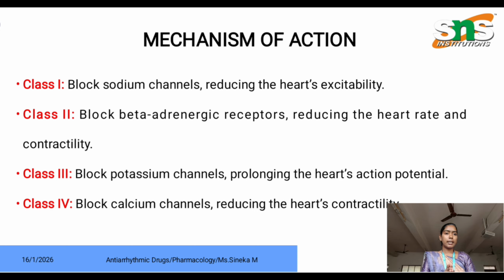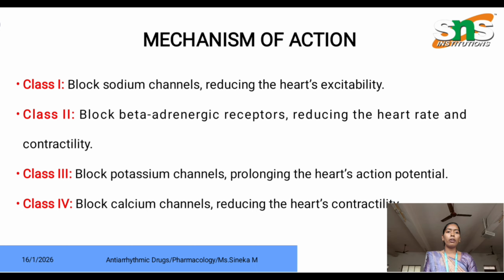Beta adrenergic receptors regulate the heart rate and also heart contraction. Usually they increase the heart rate and heart contraction. By blocking the beta adrenergic receptors, we reduce the heart rate and contractility. Next is class 3, which blocks potassium channels, prolonging the heart action potential, because potassium ions help the heart action potential generation. By blocking these potassium channels, we prolong the heart action potential.